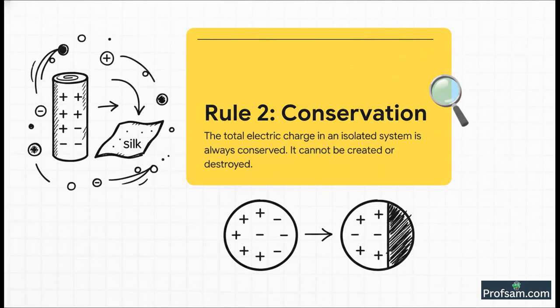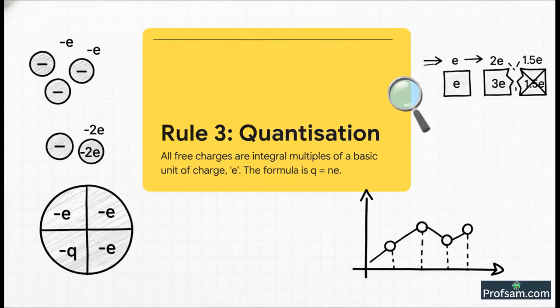It is conserved. And here's our third and final golden rule, quantization of charge. Now, the NCERT textbook defines this very precisely. It says, all free charge is an integral multiple of a basic unit of charge denoted by e.